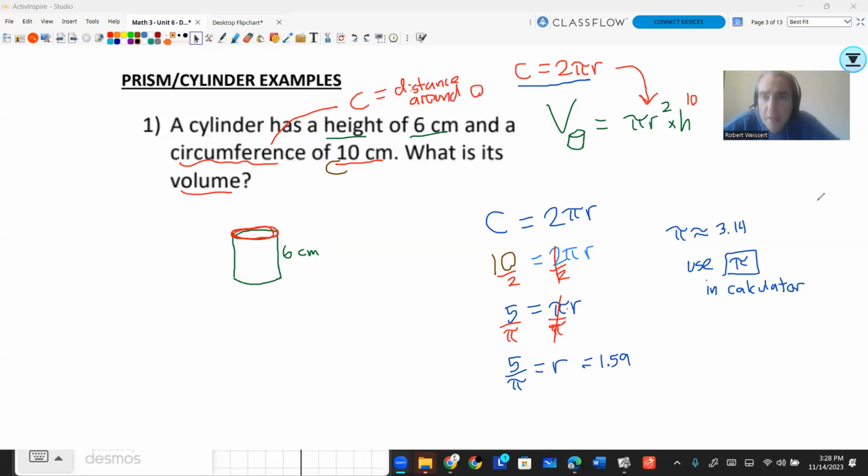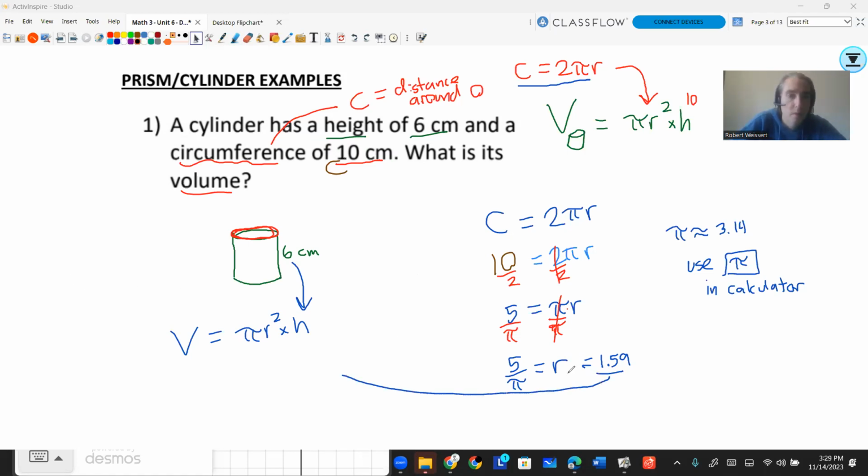And now that we have that radius, we're good to go to calculate the volume. So remember, our volume formula is pi r squared times height. We already have the height like we had before, so we'll plug that in. And now we have our newfound radius, we'll plug that in as well. Throw that into your calculator and round to a couple decimal places. So you'll input into your calculator pi, you'll plug in that 1.59, make sure you square it, and then times it by your height, which is 6.